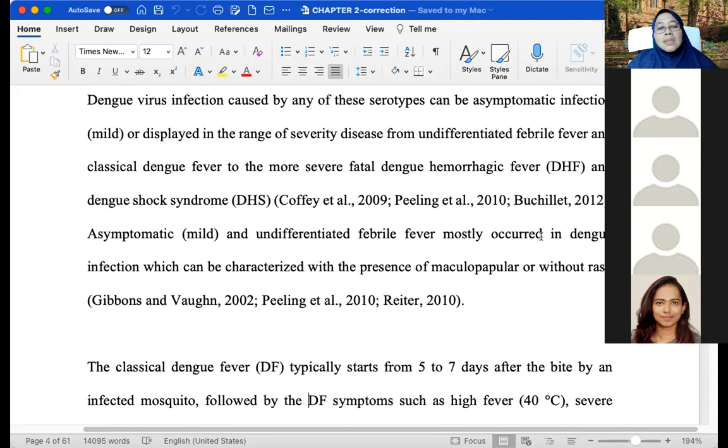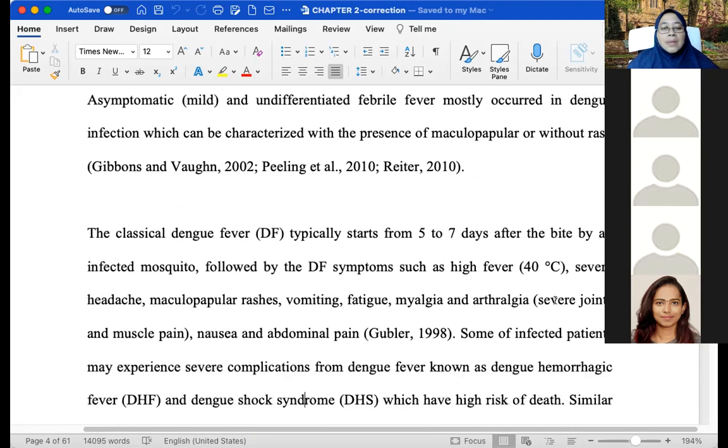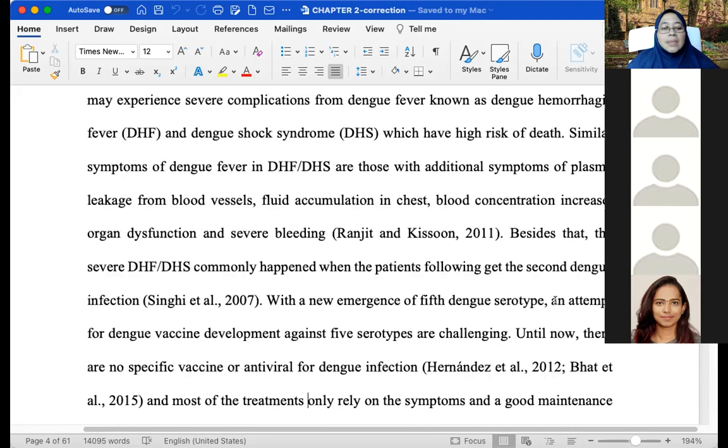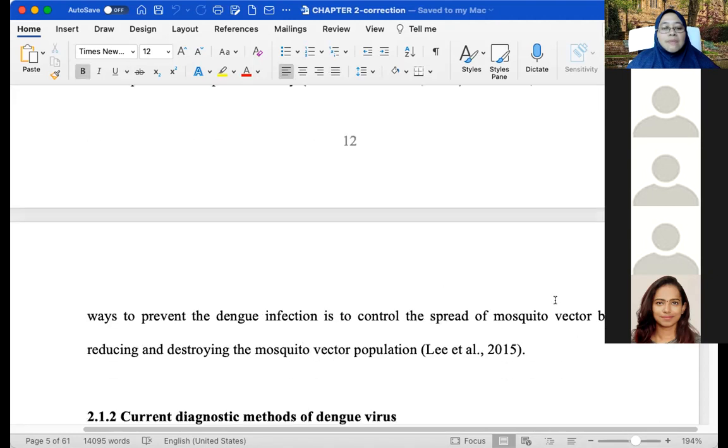Okay, you can see that it's not a summary. This information is obtained from a few journals. If it were a summary, it might be one journal, one story, one journal, one story. That is not the correct way of doing a literature review. These are all information on the dengue virus.